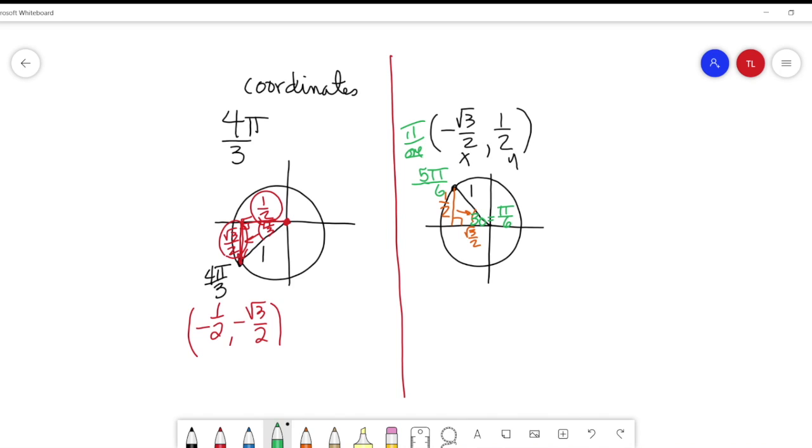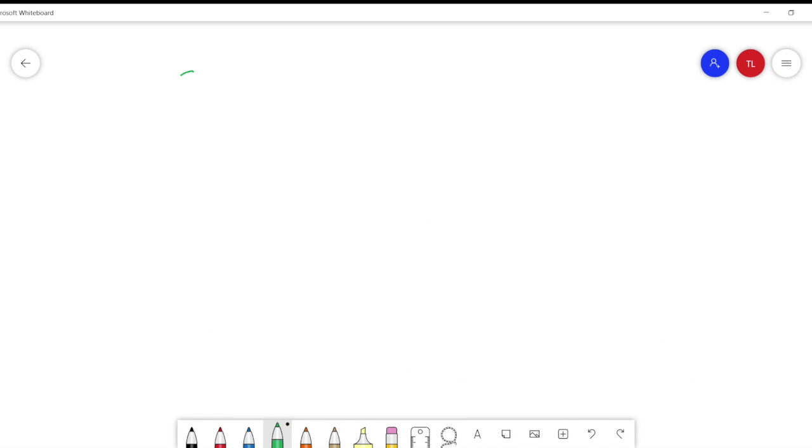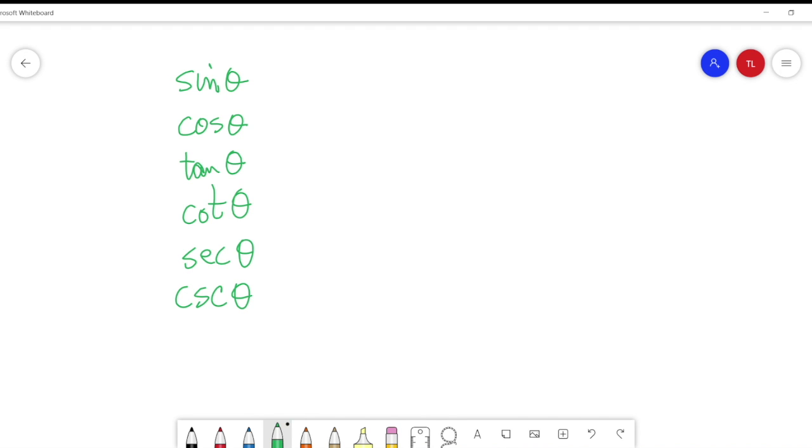All right, now people, that's without the trig functions. Everything else now talks trig. Do y'all know all the trig functions? Sine, cosine, tangent, cotangent, secant, cosecant.